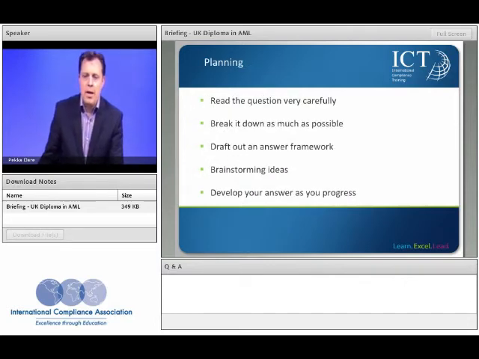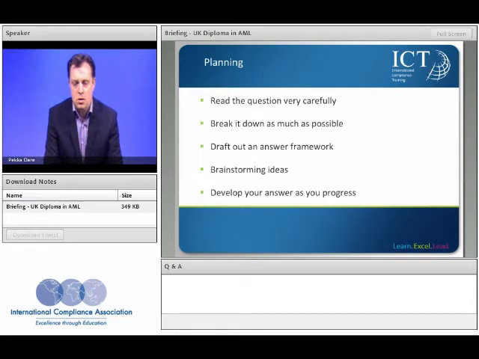In terms of planning, we examine the approach to drafting an answer, and we give you advice on how to properly analyse the question, draft out frameworks, and how to structure your answer in a logical, coherent fashion.